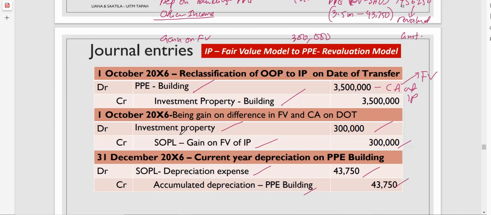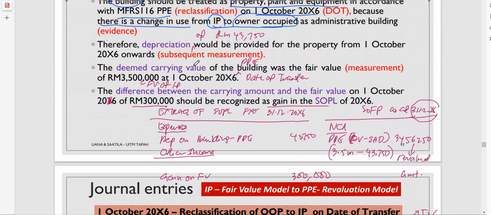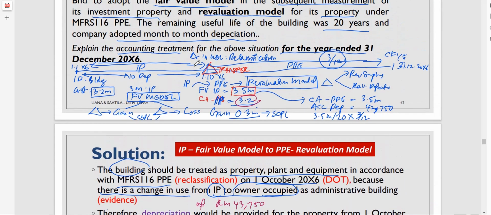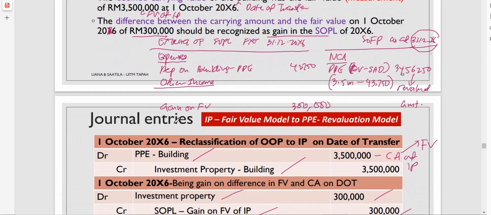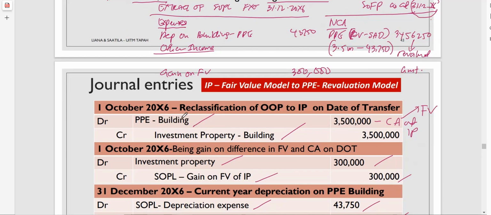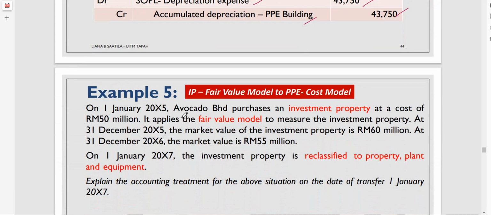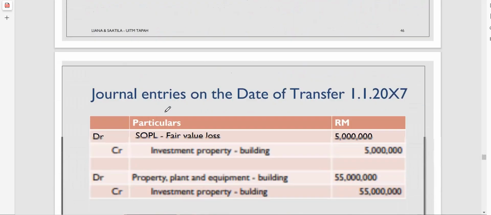So for that 1 year, when you are asked to show or to explain the accounting treatment for the year ended 31st December, you must explain starting from 1st of January throughout this period, up until 31st of December x6. So it should be for whatever transaction took place at that particular time. And here we are focusing on the date of transfer as well as the end of the year. So this one I will skip, as I mentioned.